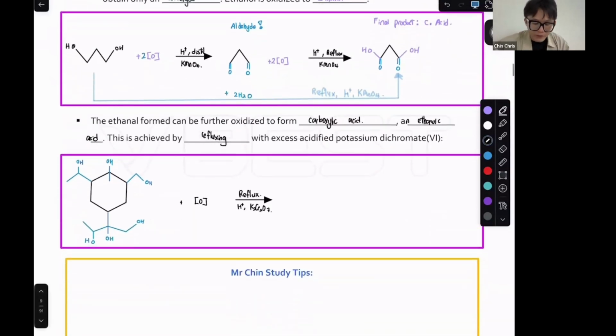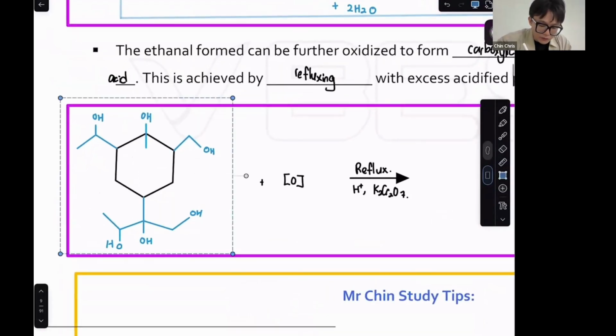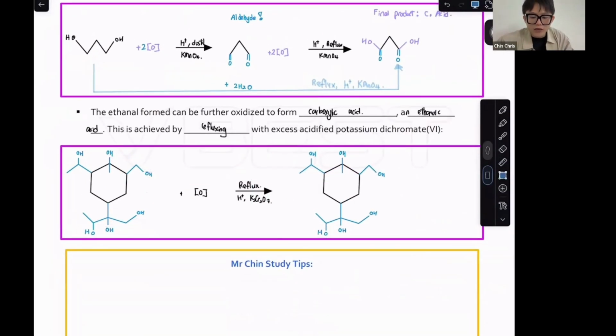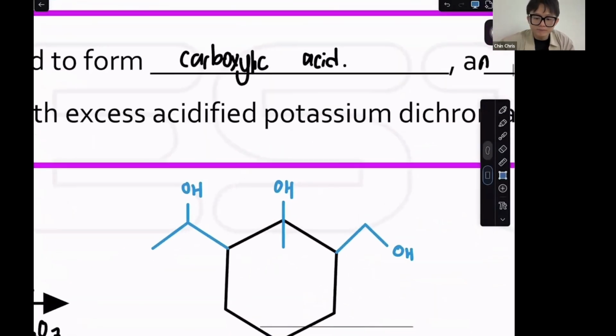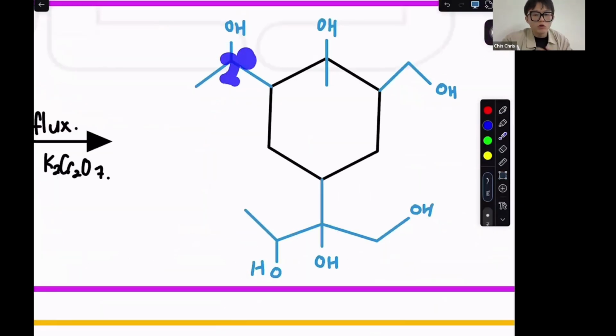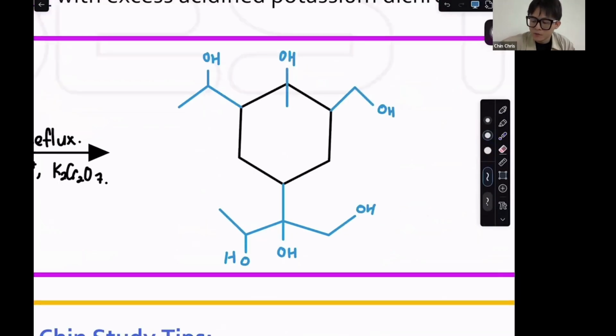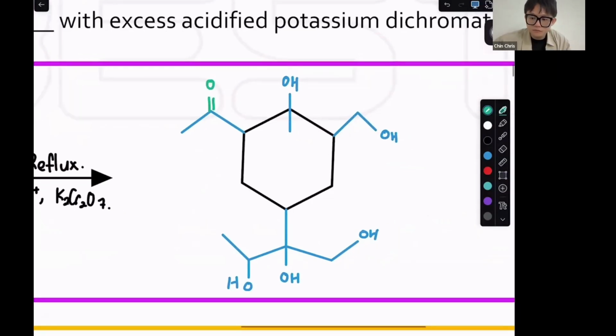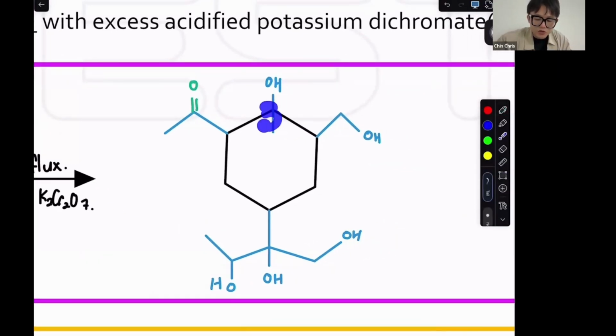Alright, guys, let's go. First, you have to identify what type of alcohol it is. For a secondary alcohol, this is a secondary, right? It will turn into a ketone. I can draw a ketone, carbon double bond O. Nice. This is a tertiary alcohol.